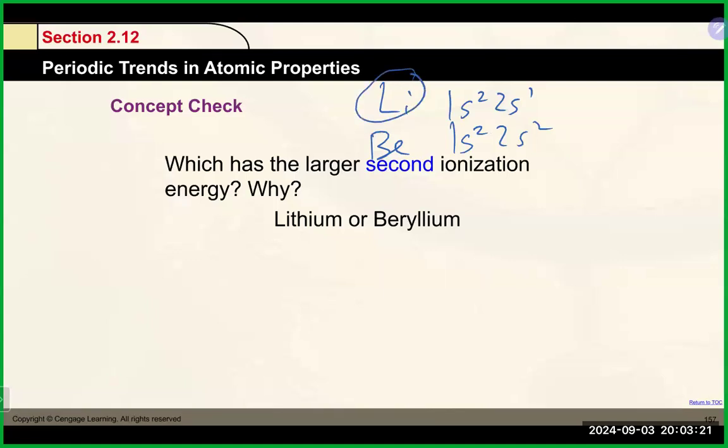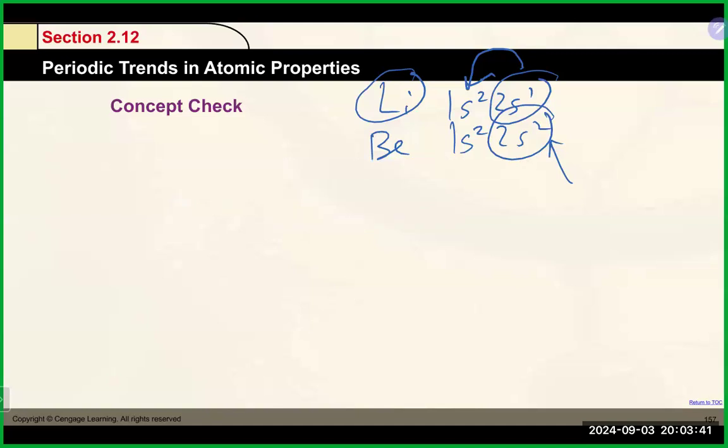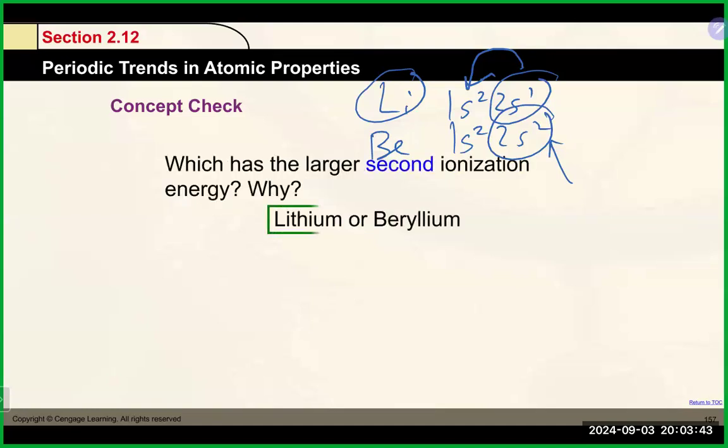And it is because lithium has how many valence electrons? 1, which means for the second one we would now be into the core electrons, right? And that's definitely going to be a lot higher than beryllium, which has how many valence electrons? 2. So you'd still be popping off valence electrons at that point, which should take a lot less energy. So lithium should have the higher second ionization energy in this particular case. Any questions on that?